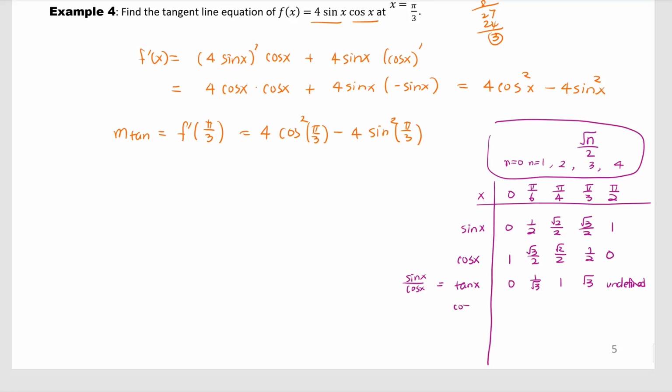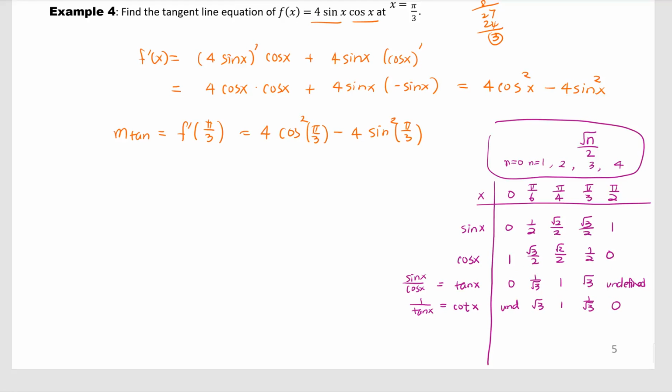And how about cotangent? Well, cotangent, remember, is 1 over tangent. It's actually the same thing, but in reverse order. So this is undefined. This is root 3. This is 1. This is 1 over root 3. This is 0. It's still the same thing, but reverse the order.